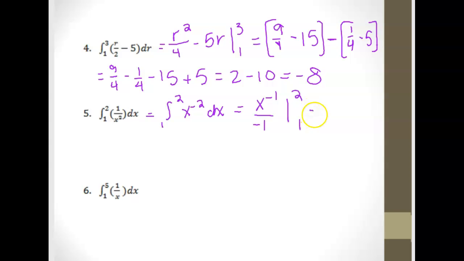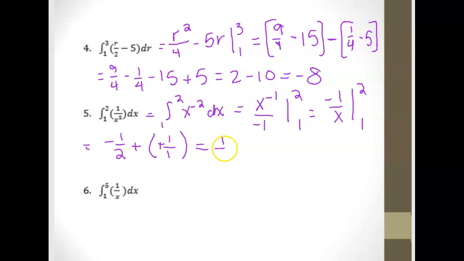So you get negative 1 over x evaluated from 2 to 1. So you get negative 1 over 2 minus negative 1 over 1. So that minus and minus turns back to a positive. So you have negative 1 half plus 1, which gives positive 1/2. Perfect.